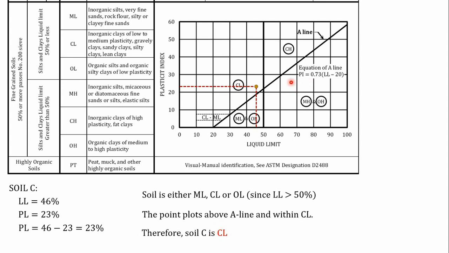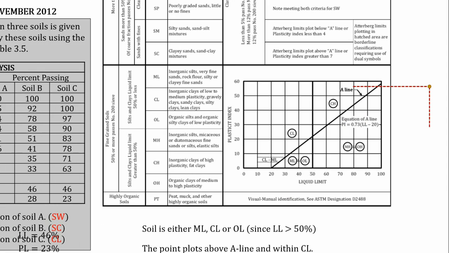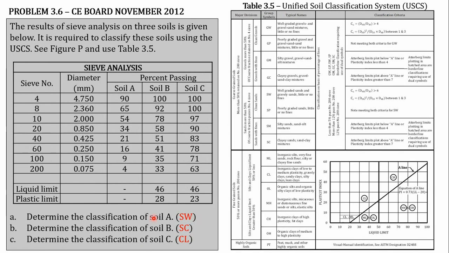So therefore, that is our answer, class. Our answer is: soil A is SW, soil B is SC, and soil C is CL. And that's it.